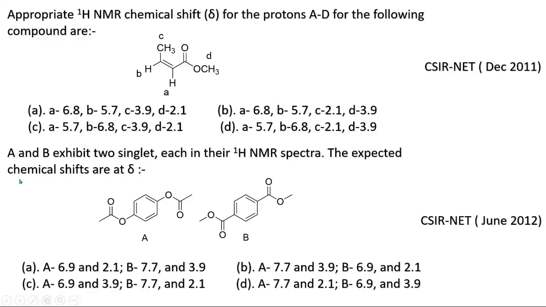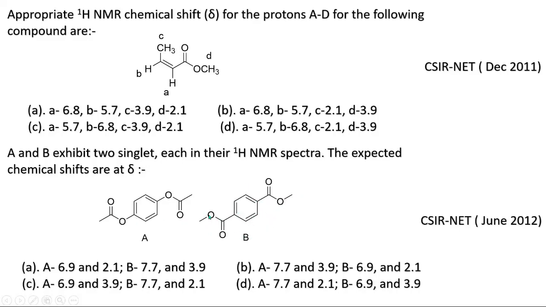Now the next question. A and B exhibit 2 singlets each in their 1H NMR spectra. What will be the expected chemical shift values in delta? If you see in A, these are the aromatic protons, 4 protons will give a singlet, and these 6 protons will have another singlet. So there will be 2 singlets. In compound B, this CH3 and this CH3, 6 protons will give a singlet, and 4 protons will also give a singlet.